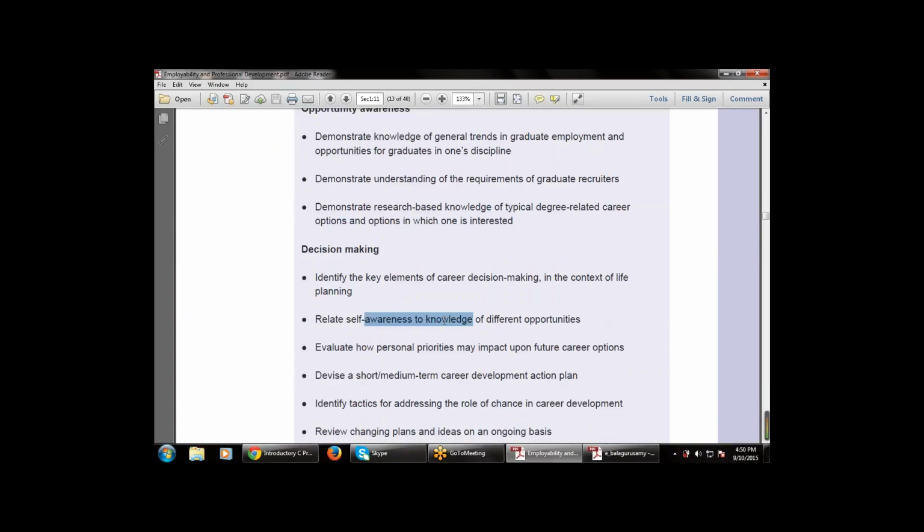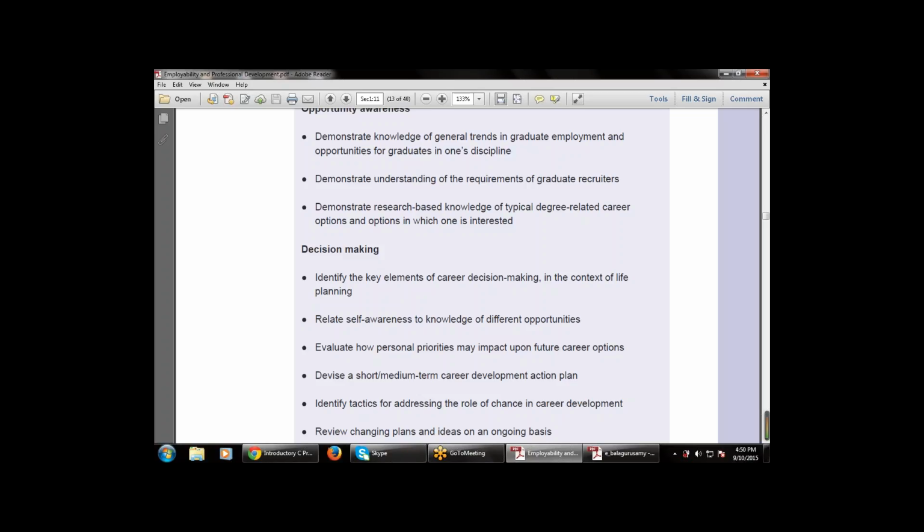Then relate self-awareness to the knowledge of different opportunities. Suppose I have self-awareness of one thing, I have knowledge of one criterion, for example C language. So I can relate C language to C++, to Java, to Oracle, to other programming languages, so that my opportunities and my self-awareness will increase automatically. So relate the knowledge of self-awareness to the other opportunities and criteria available.